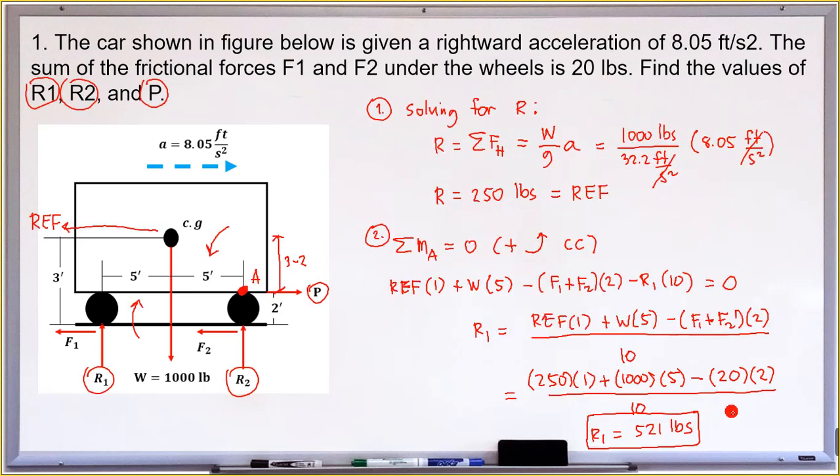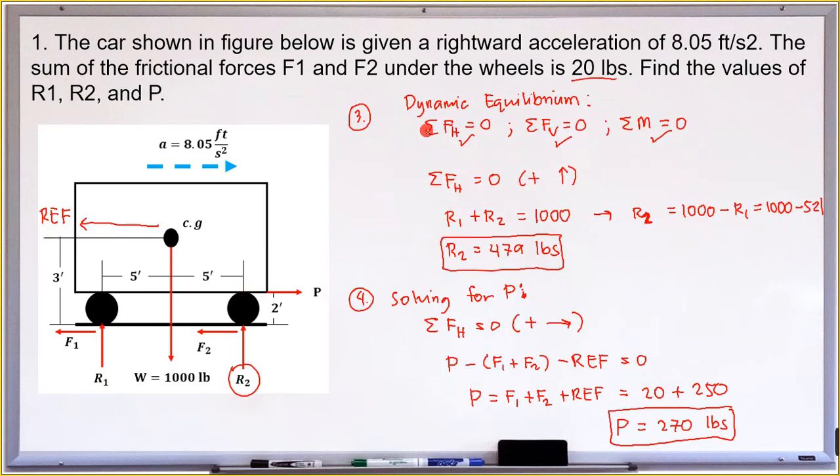Again, let's review. First, you should indicate all the external forces. And after that, solving for the resultant, and that resultant should be equal to the REF. Then erase the resultant, retain the REF, and then perform dynamic equilibrium analysis, wherein you're going to use these three equations, very important equations. Summation of forces horizontal should be equal to 0. Summation of forces along vertical is equal to 0. Or summation of moment at any location is equal to 0.